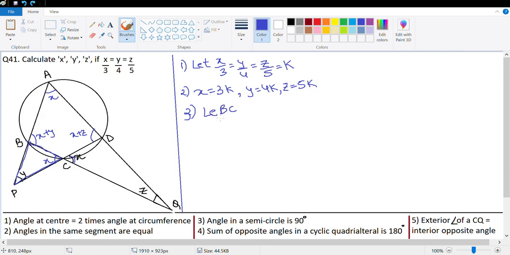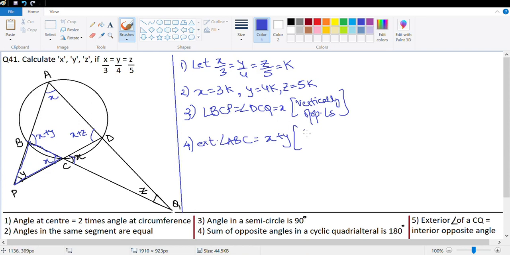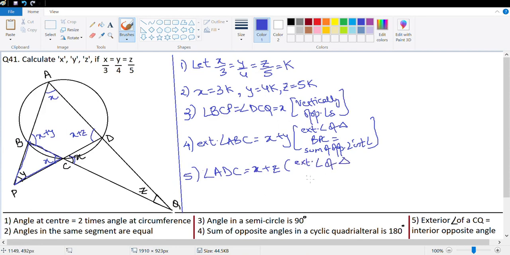Angle BCP would be equal to angle DCQ is equal to X, vertically opposite angles. Next, exterior angle ABC would be equal to X plus Y. Exterior angle of triangle BPC is equal to sum of opposite interior angles. So this is X plus Y. Next is angle ADC would be equal to X plus Z. This is exterior angle of triangle CDQ.